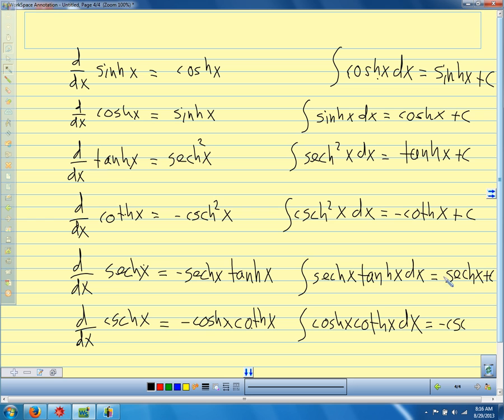I forgot a negative sign. Negative sign there. What's that?